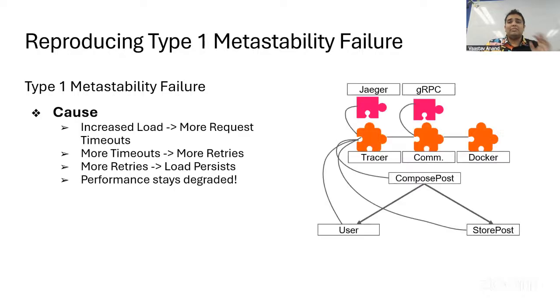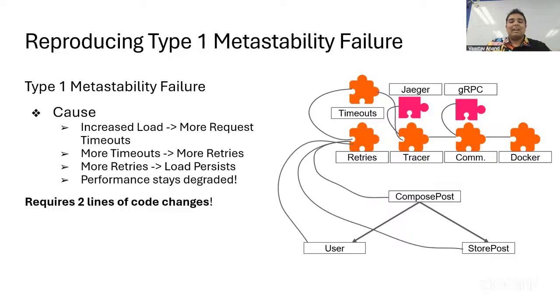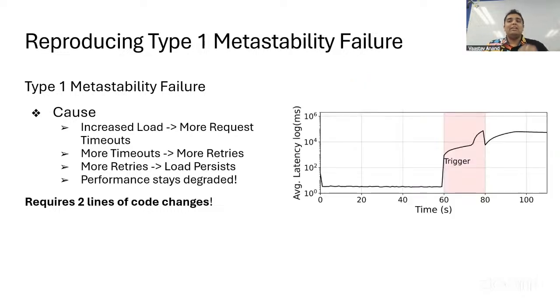So if we go back to the wiring specification, we see that for the compose post service, there are no retries and timeouts, so we can never actually see the type 1 metastability failure in that variant of the system. Adding retries and timeouts only requires 2 lines of code changes, and with these changes, we can now deploy the generated system to observe the system enter a metastable state.